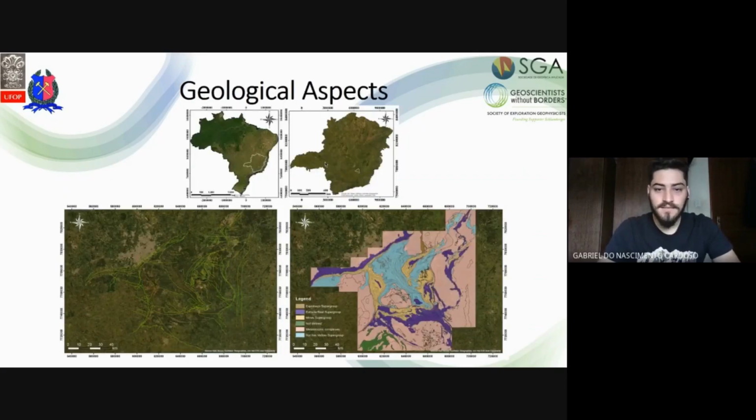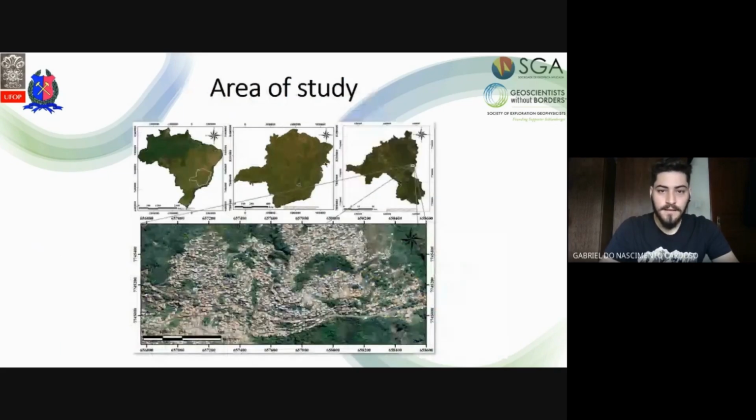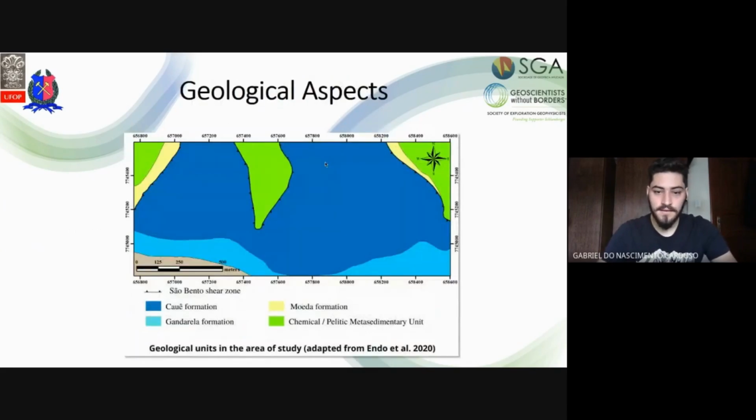So the city is located in a region we call the Iron Quadrangle, a highly deformed region where the outcropping rocks are mostly metasedimentary, such as phyllites, quartzites, and schists. And here we have the area of study located in the eastern part of the city and includes 4 different neighborhoods. Here we have the geological map in the project area.